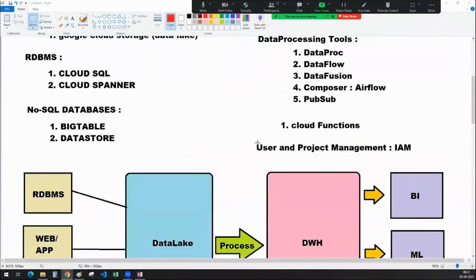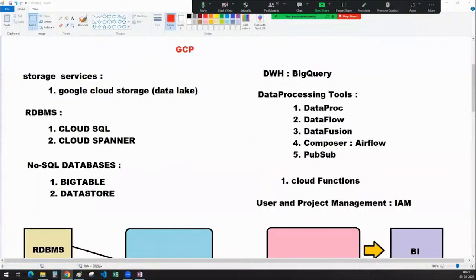And this is the course content and everything, guys. If you have any questions, you can ask me. Otherwise, if we have time, I will tell you how to create a free tier account today itself.